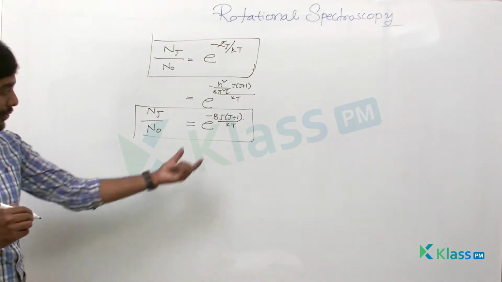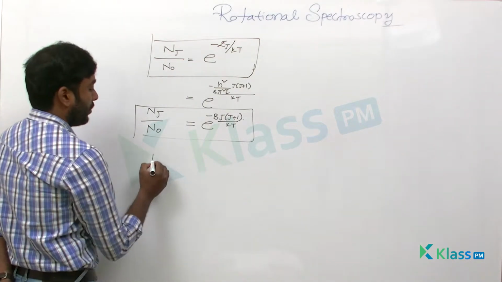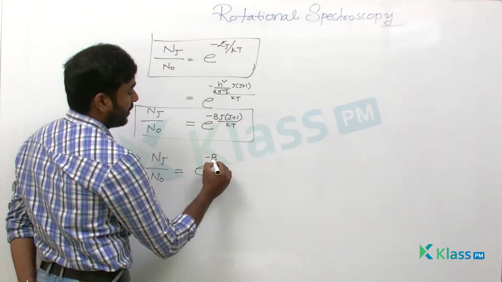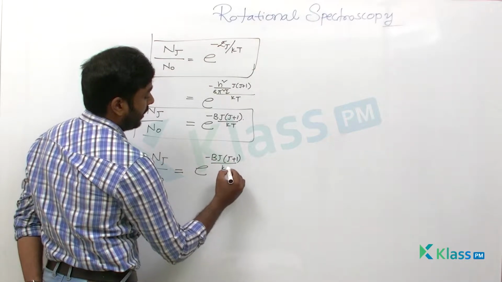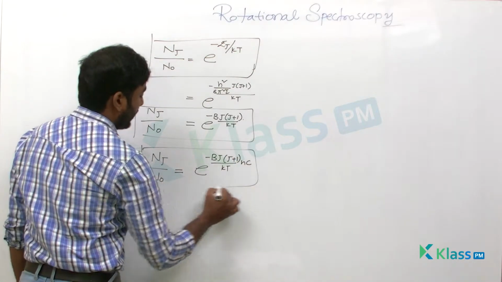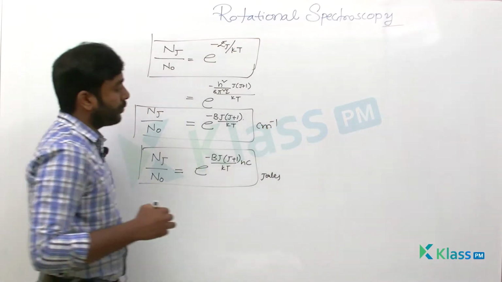This is a formula if you are using it in terms of per centimeter. So in joules, e to the power of minus b into j plus 1 by kt into hc. This is the formula we can use to get it in joules, and this is in centimeter inverse. These are the formulas we can use.